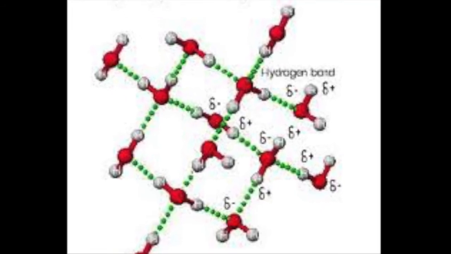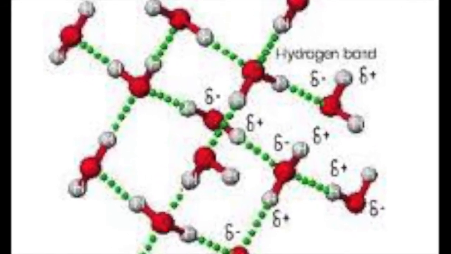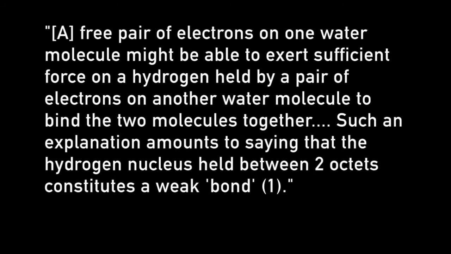Hydrogen bonding was first examined in the early 20th century. In 1920, Latimer and Rodebush, working on the structure and properties of water, proposed this: a free pair of electrons on one water molecule might be able to exert sufficient force on a hydrogen held by a pair of electrons on another water molecule to bind the two molecules together. Such an explanation amounts to saying that the hydrogen nucleus held between two octets constitutes a weak bond.